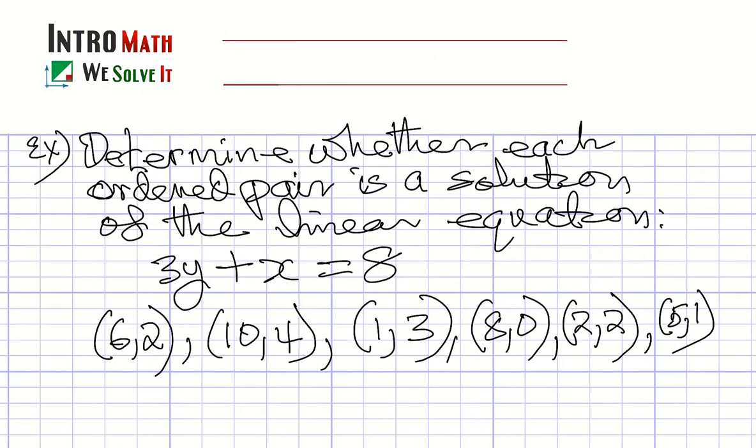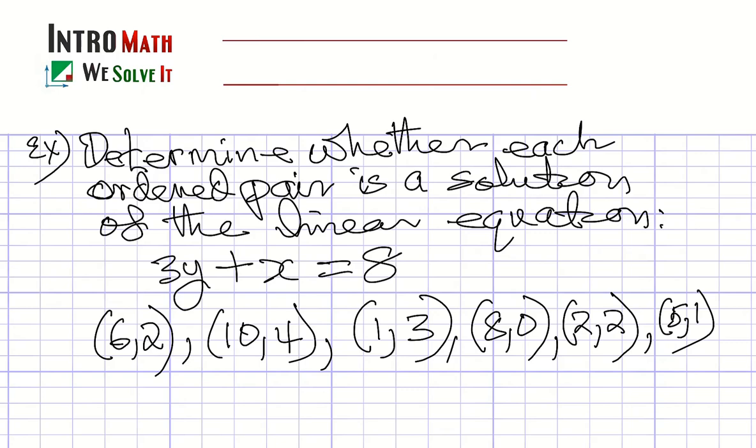All right. Here is an example. This example should help you to understand some of this concept, okay? Now, see what it says. It says, determine whether each ordered pair is a solution of the linear equation 3y plus x equals 8. And then there are the ordered pairs (6, 2), (10, 4), (1, 3), (8, 0), (2, 2), (5, 1). So basically, you know what an ordered pair is, right? Like (6, 2), for example. (6, 2) means x equals 6 and y equals 2.